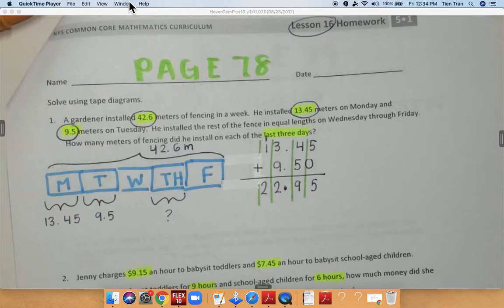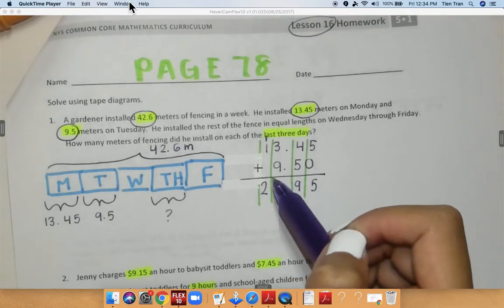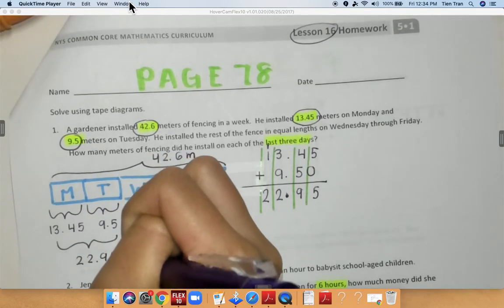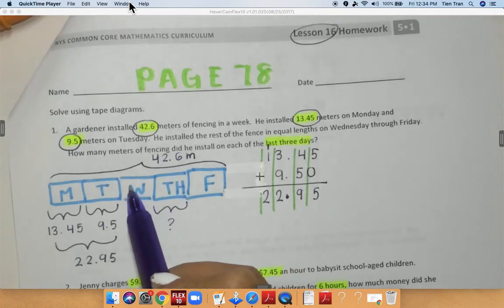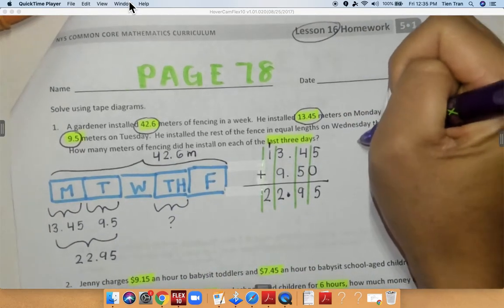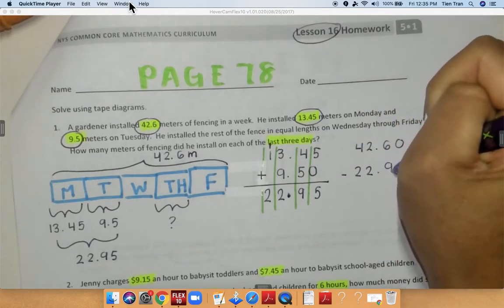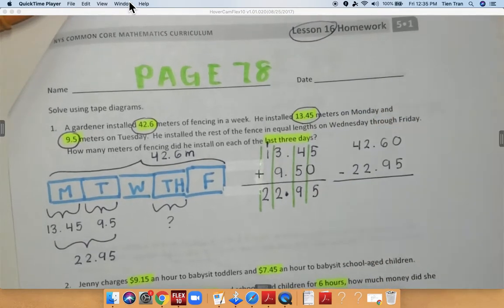Now that I have that number, I know that I need to make sure that they are being divided equally, okay? So I know that 13.45 plus 9.50 is equal to 22.95, okay? Now I'm going to subtract that from 42.6 so that I can figure out what is Wednesday, Thursday, and Friday all together. So that's what I'm going to do. 42.60 minus 22.95. And again, I added a 0 so that I remember that I am subtracting a place value right there.